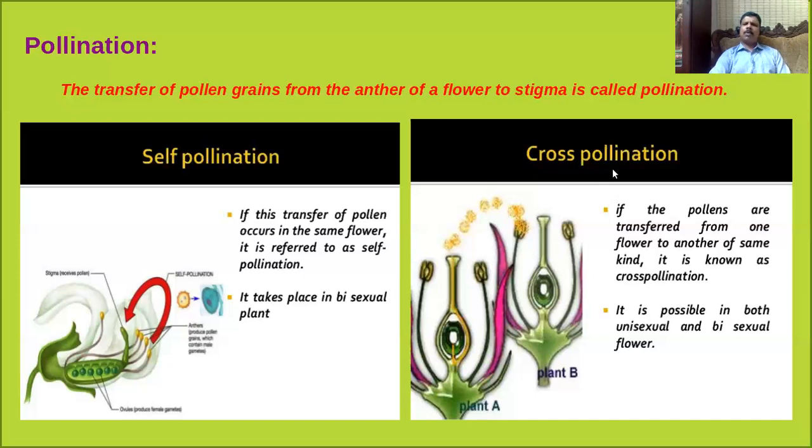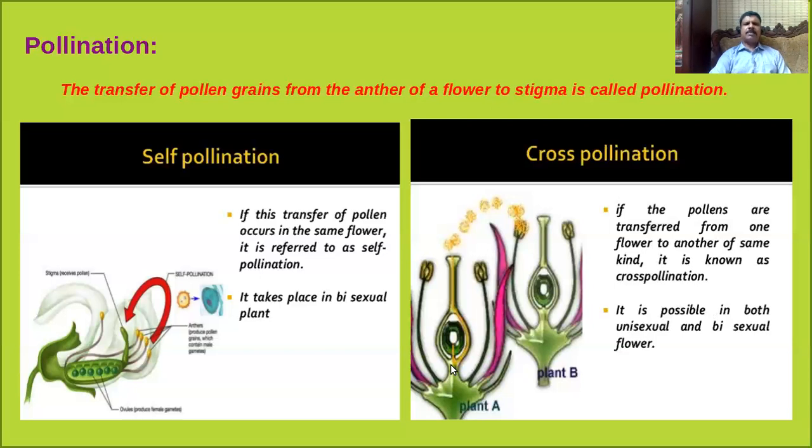What is the meaning of cross-pollination? If the pollen grains are transferred from one flower to another of the same kind, this type of pollination we call cross-pollination. Is it clear? That means the transfer of pollen grains from the anther of a flower to the stigma of another flower we call cross-pollination. Dear students, it is possible in both unisexual and bisexual flowers.